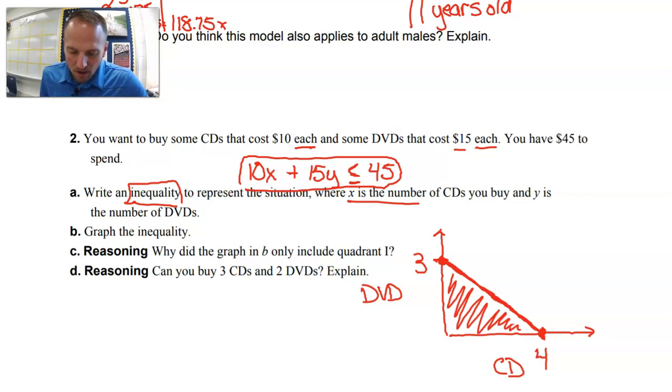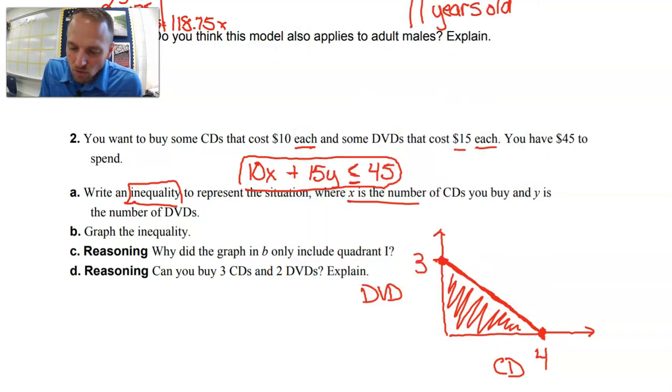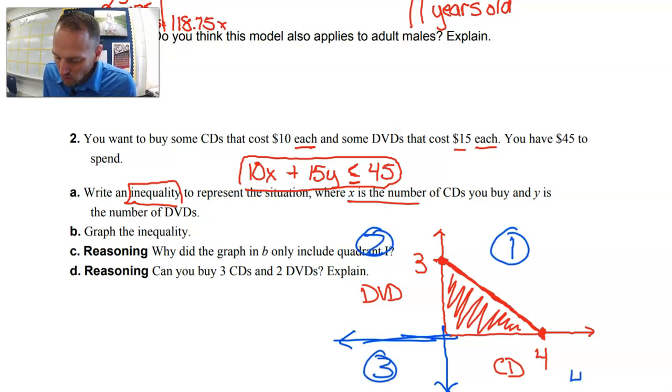Letter C, I'm sorry. Why did the graph in B only include quadrant 1? Well, I only included quadrant 1 there. And let me draw this. If I just made this a little bit wider, now we would see what a kind of normal looking coordinate plane. And this area up here, this is quadrant 1. Quadrant 2 is over here, quadrant 3 is down here, and quadrant 4 is down there. Okay, so that's what it's talking about, only quadrant 1.